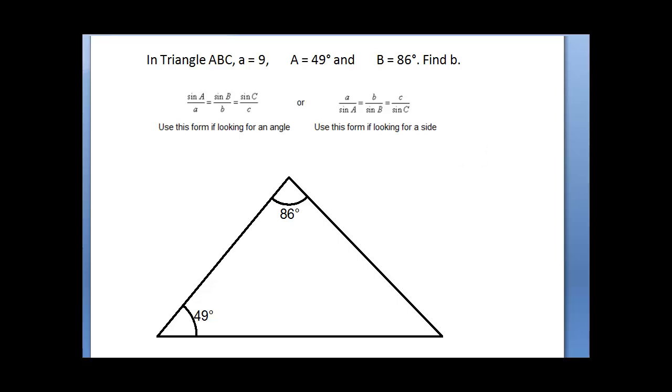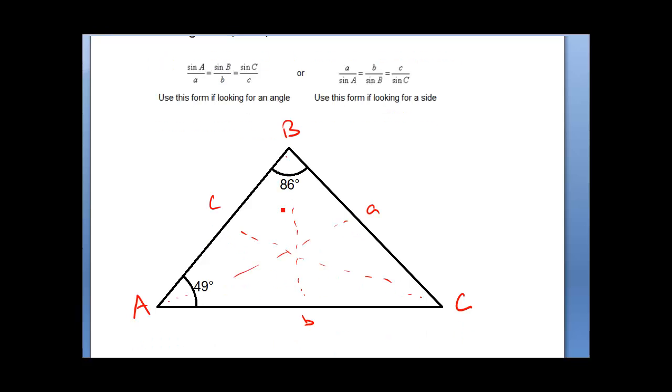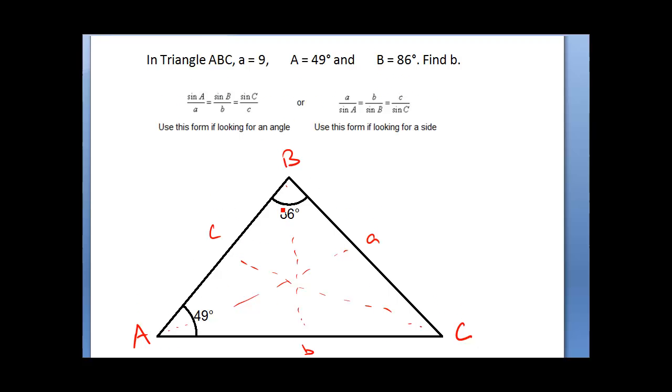So capital A is 49 degrees. I already drew my triangle. Capital B is 86 degrees. That means this one must be capital C. If this is capital A, then as far away as possible from it is little a. If this is capital B, then as far away as possible is little b. If this is capital C, as far away as possible must be little c. All right? And we know that, whoops, I missed one.